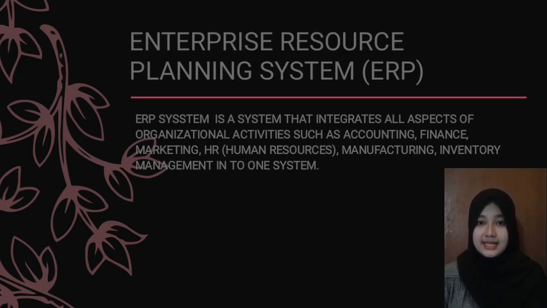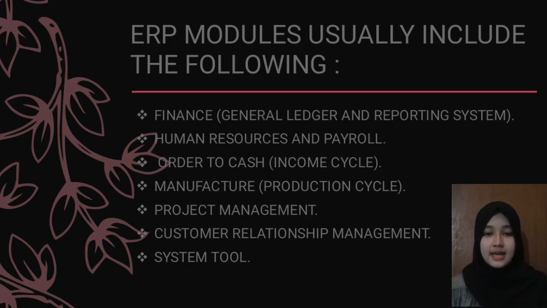Enterprise Resource Planning System, or ERP. An ERP system is a system that integrates all aspects of organizational activities such as accounting, finance, marketing, HR or human resources, manufacturing, and inventory management into one system. ERP modules usually include the following.